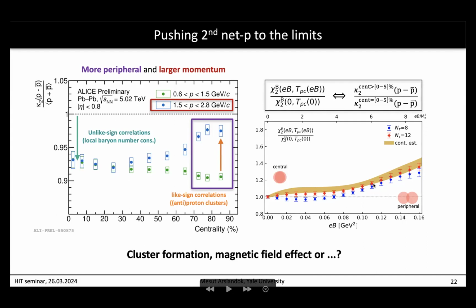We cannot always look at the same thing and then try to understand. We have to go a little bit outside and then see what's really going on. But there is no thermal model calculation with magnetic field? In progress.